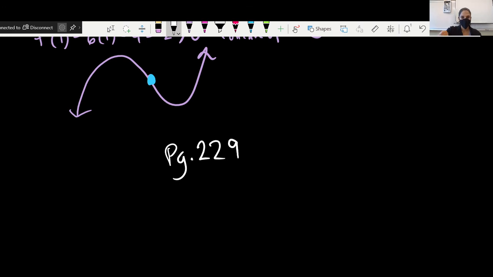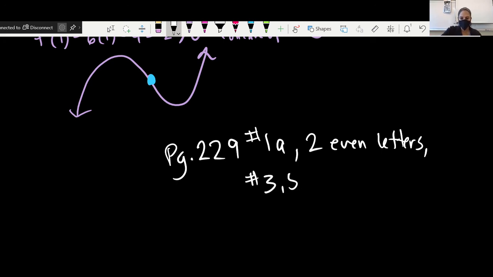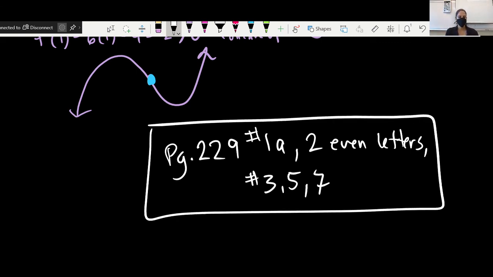So I'd like you to work on page 229, numbers 1A, 2, you can do the even letters. Everybody know what I mean by that? Because it's kind of a weird thing. Like, how could letters be even? Like B, why did I choose even? You could do odd, just do half of them is what I'm saying. Like skip. And then also do 3, 5, and 7. And that's it.